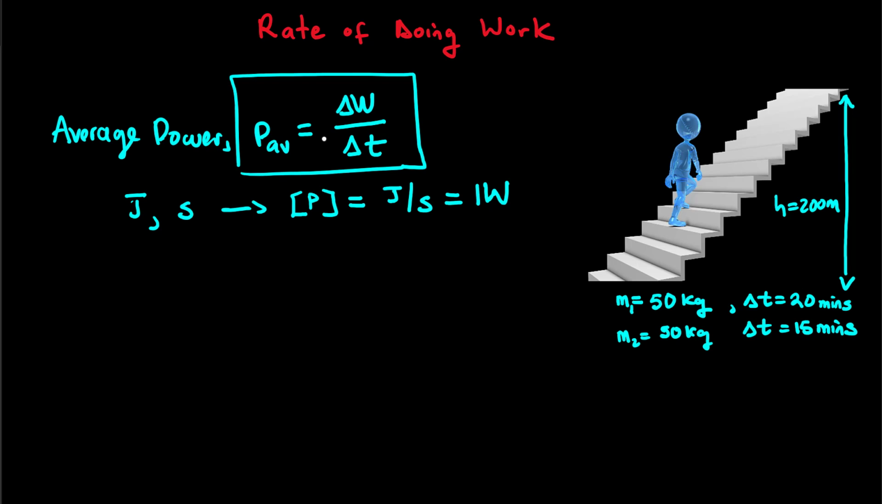We have an example right here. We have two students of the same mass, 50 kilograms. One takes about 20 minutes to run up a flight of stairs of about 200 meters of height, and the other student takes about 15 minutes to run up the same flight of stairs. So the question is, which of these two students is more powerful? Is it A or B?